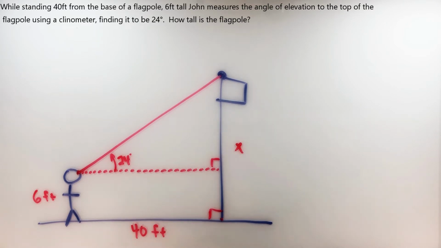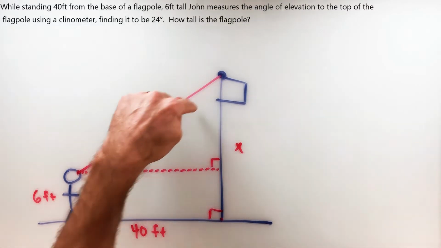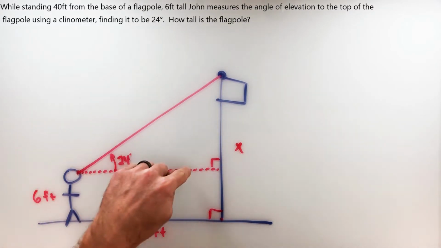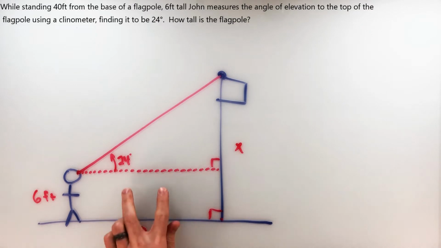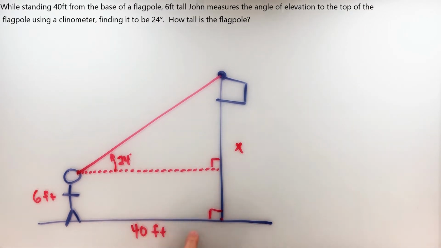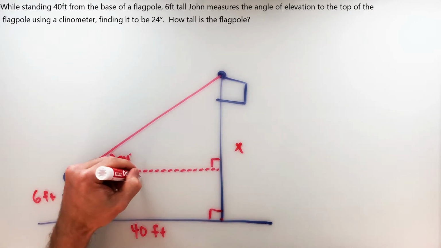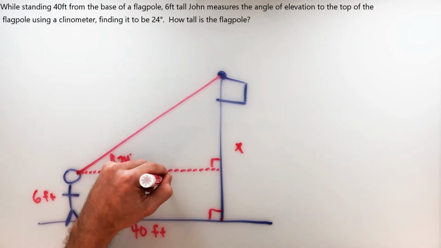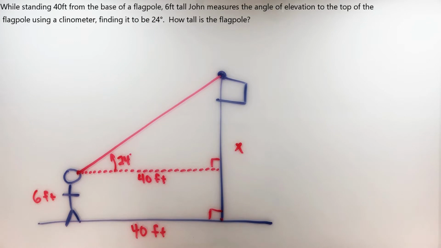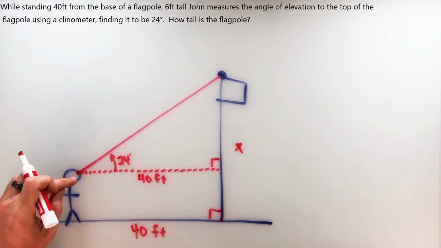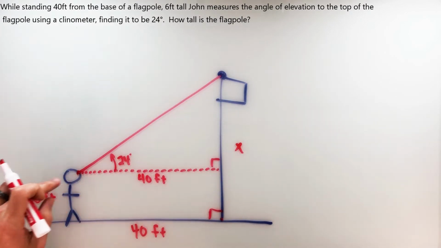Okay, so once we have our picture set up, we kind of have to decide where we're going to start. We've got our right triangle right here. I can move my 40 feet up to this distance there, since I know it's 40 feet away from the base of the flagpole. I can just translate that up to get it as a value in my right triangle. Okay, so the height of the flagpole is what we're missing. We've got our triangle here.